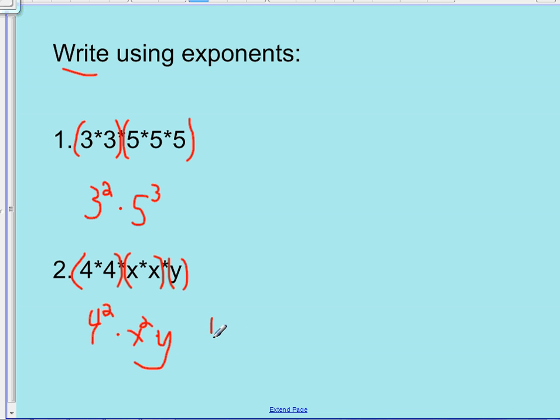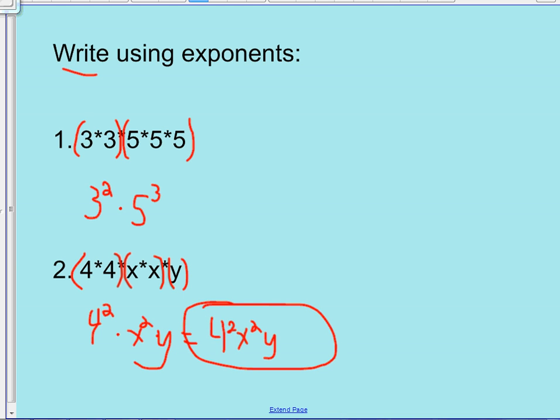In this case, we can actually write them combined. We can say 4 squared x squared y. We don't even have to use the multiplication, so that could be your answer.